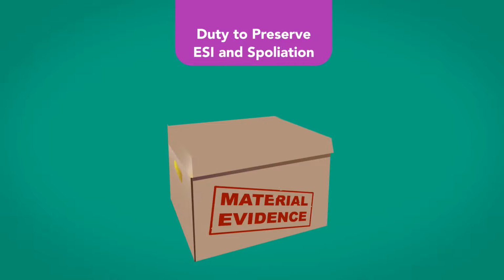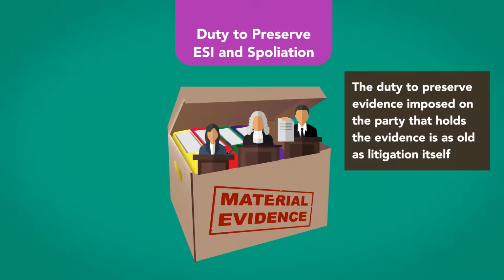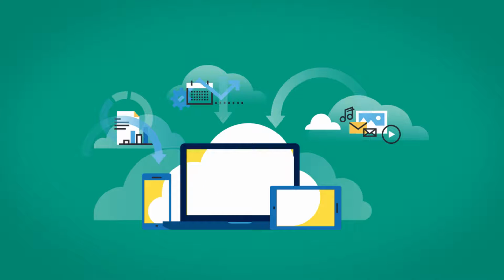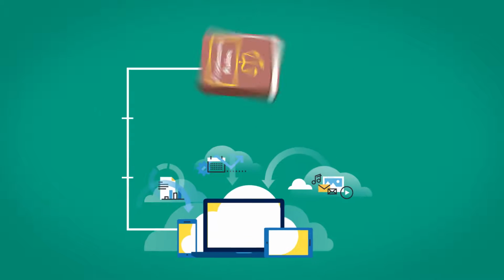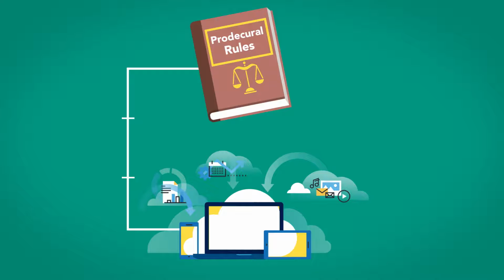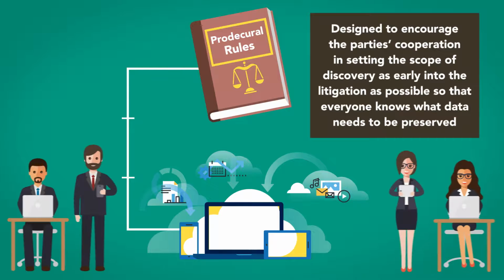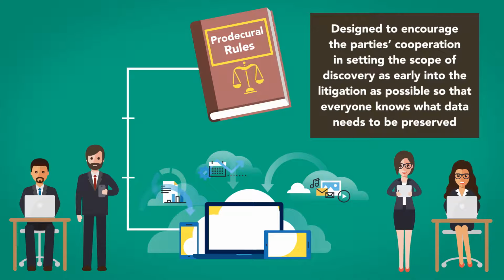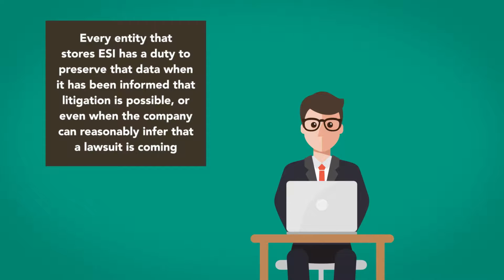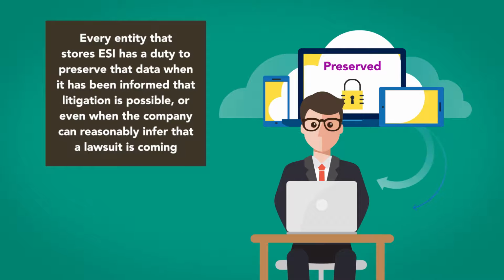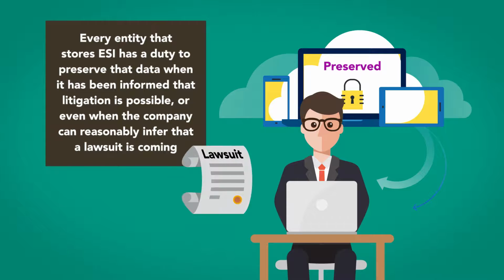Duty to preserve ESI and spoliation. The duty to preserve evidence that is imposed on the party that holds the evidence is as old as litigation itself. But because of the special nature of electronic data, special procedural rules have been enacted regarding the preservation of ESI. The rules are designed to encourage the parties' cooperation in setting the scope of discovery as early into the litigation as possible so that everyone knows what data needs to be preserved. Every entity that stores ESI has a duty to preserve that data when it has been informed that litigation is possible, or even when the company can reasonably infer that a lawsuit is coming.